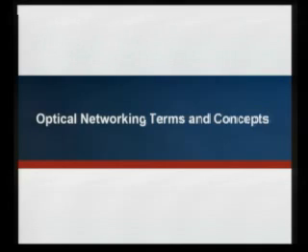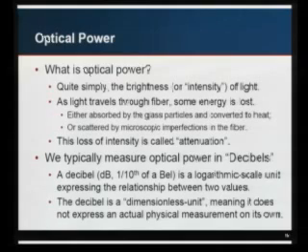So a bunch of optical networking terms and concepts to go into. First question is people talk about optical power. What is optical power? Optical power is simply the brightness or the intensity of the light. And what happens is as the light travels through fiber, some of the energy is naturally lost. Some of it is absorbed by the glass particles, converted from light to heat. Some of it's scattered. But as you transmit light through fiber, some of it's going to be naturally lost, and that process is called attenuation.